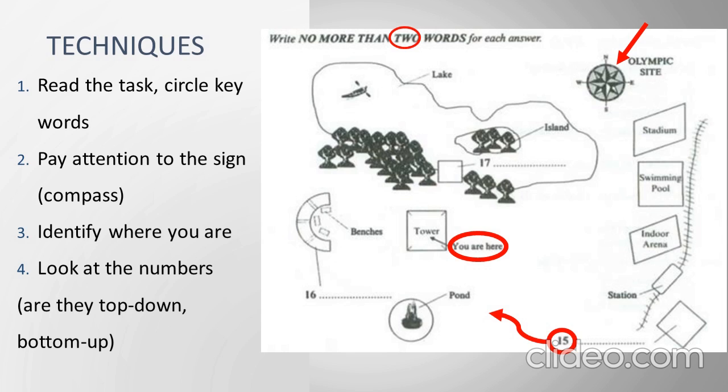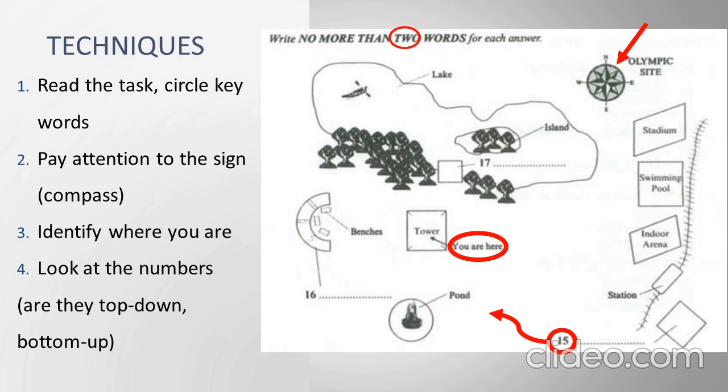Number 2 technique, pay attention to the sign. Here we have a compass. It says Olympic side, the compass. In the compass, it will give you the orientation where is the west, east, north, and south. So during the map listening, you'll be hearing some words like in the north part, in the east part, in the west part. So while hearing these words, you will be directing yourself according to this compass. So look at the compass and make sure where is north and south and west and east.